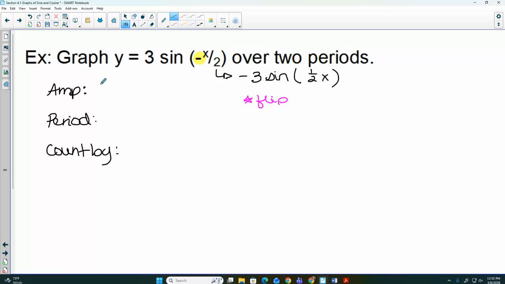Amplitude. We talked about yesterday. Amplitude is your high and low points, and that is just the number out in front. It is always positive. So the negative causes me to flip. My amplitude is just 3. That's my height.